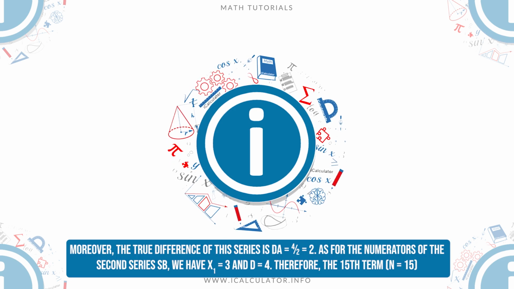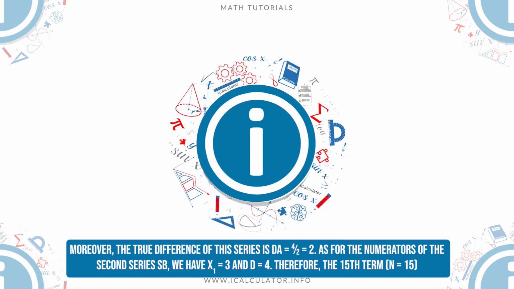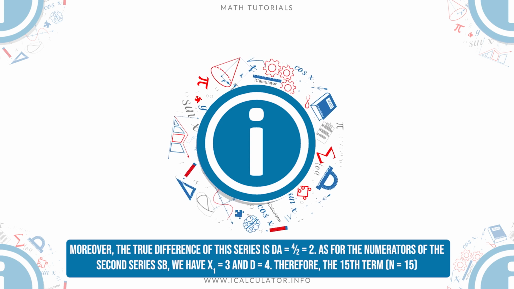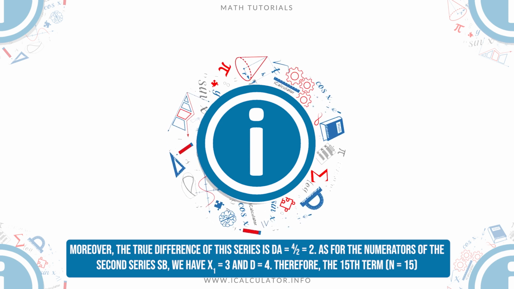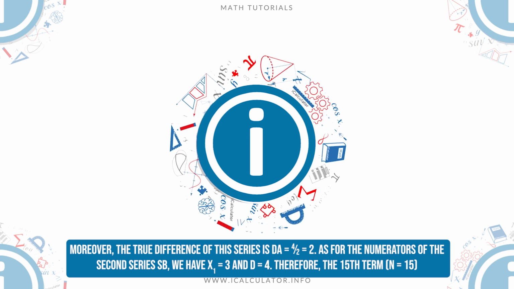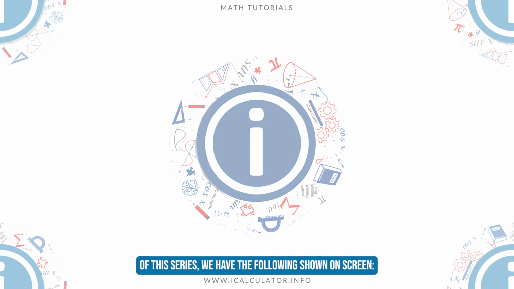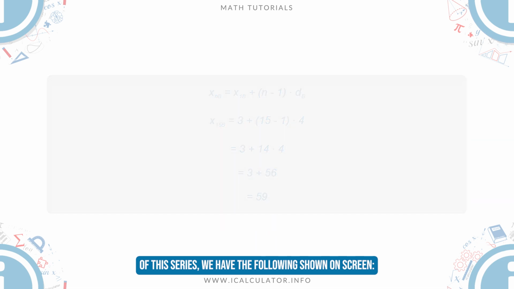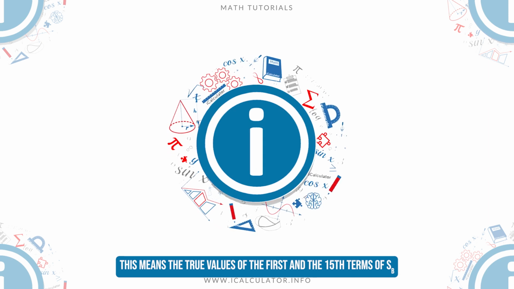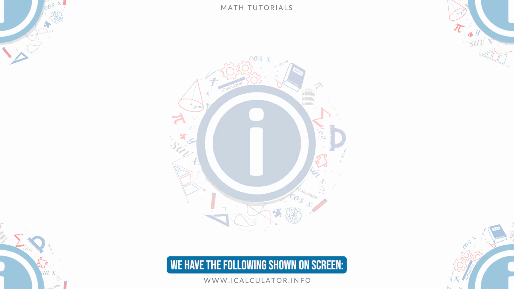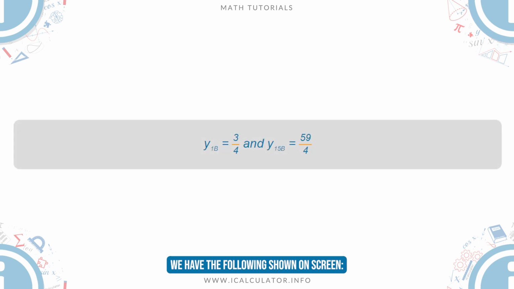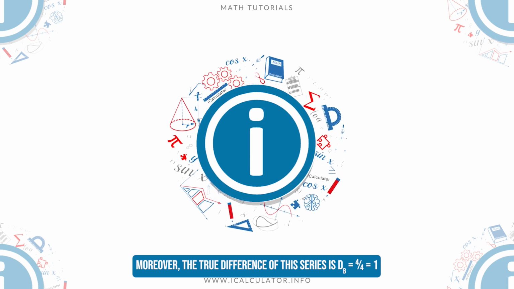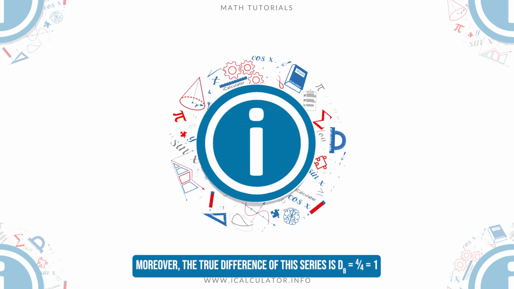Moreover, the true difference of this series is d_A equals 4 over 2, which is equal to 2. As for the numerators of the second series S_B, we have x1 equal to 3 and d equals 4. Therefore, for the 15th term, n equals 15, of this series, we have the following shown on screen. This means the true values of the first and the 15th terms of S_B are, we have the following shown on screen. Moreover, the true difference of this series is d_B equals 4 over 4, which is equal to 1.